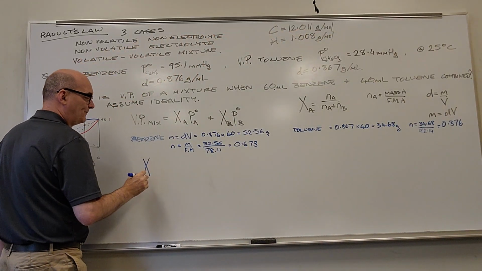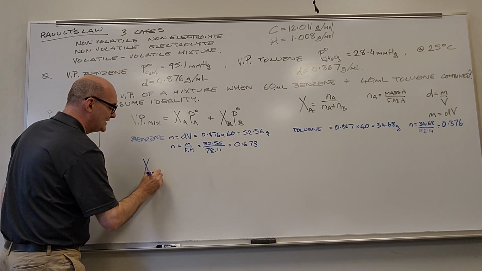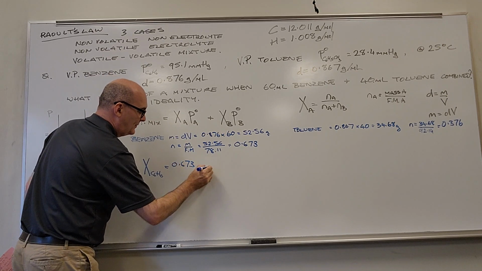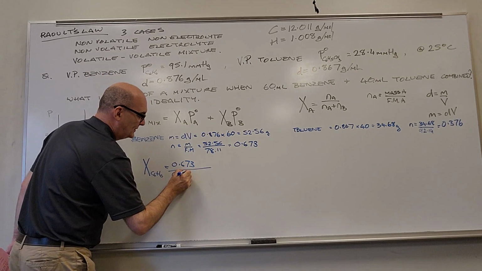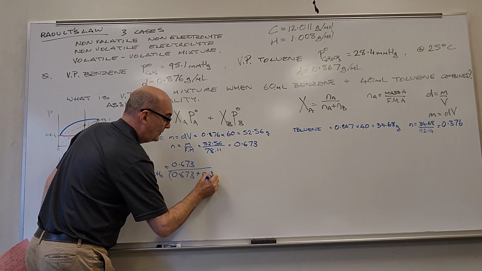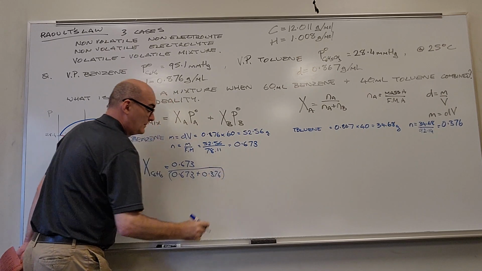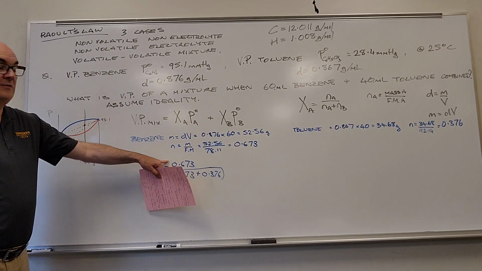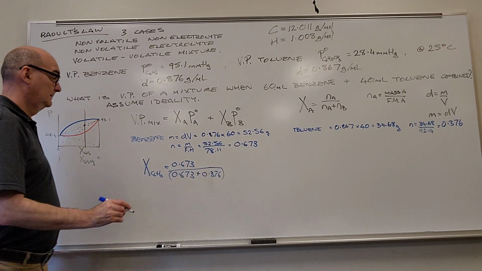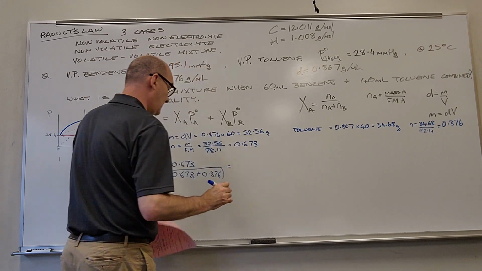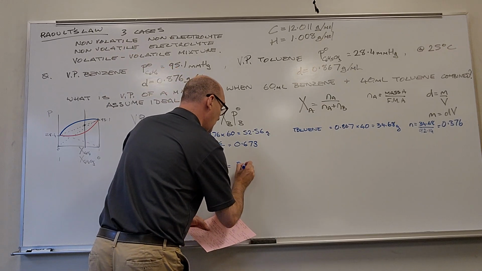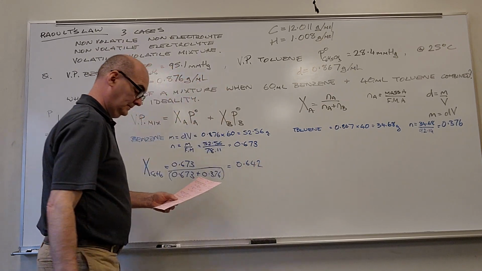Okay. So the mole fraction for the benzene is 0.673 divided by 0.673 plus 0.376. The number of moles of the thing you're thinking about divided by the total number of moles. So the mole fraction here is 0.642.